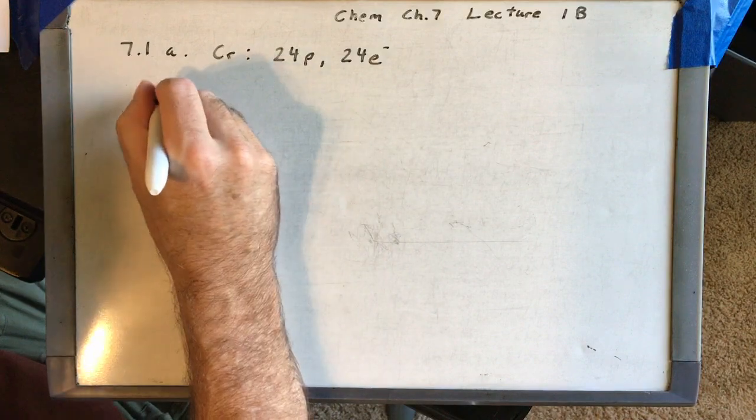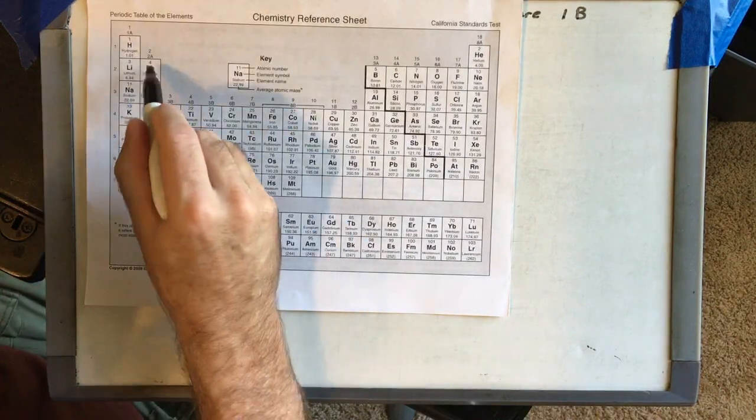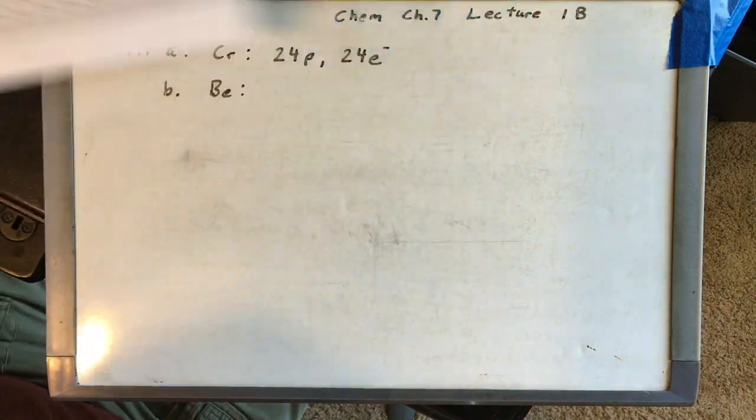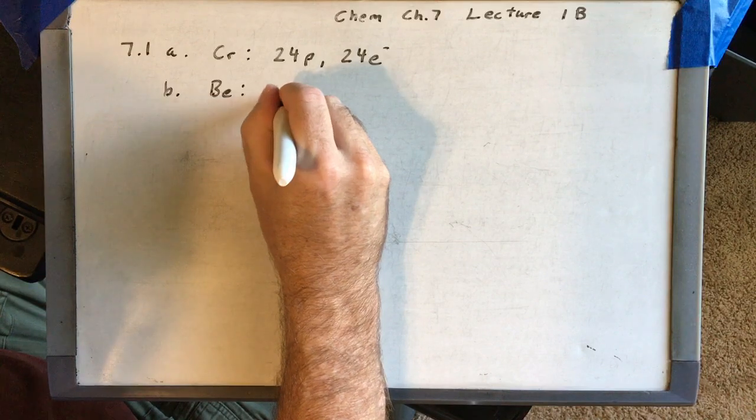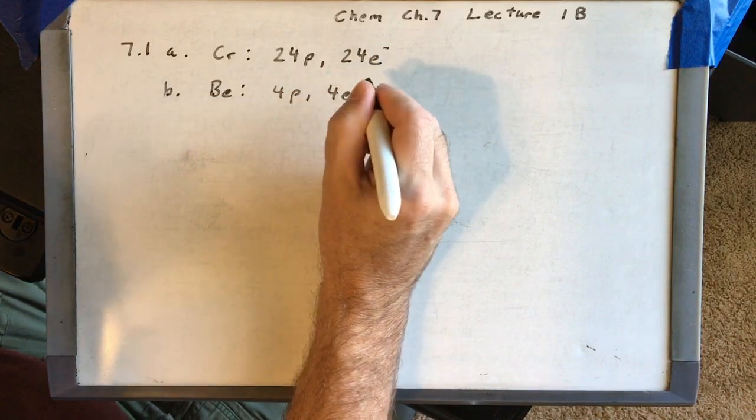Let's look at B. We're doing beryllium, right? So beryllium is number 4. So beryllium has 4 protons and 4 electrons.